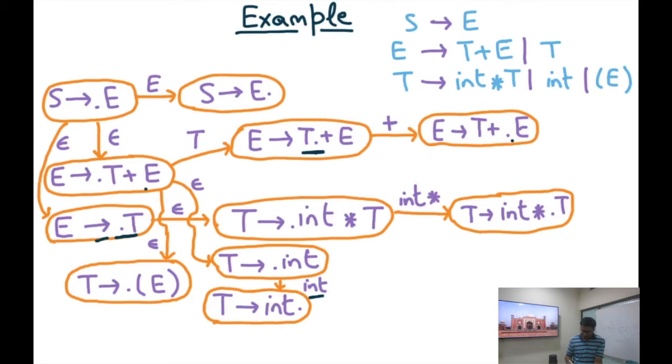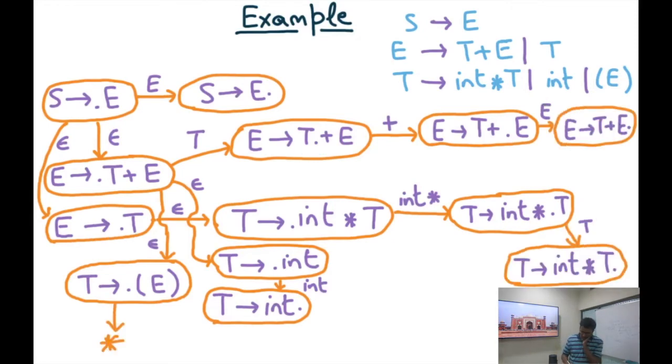Okay. Similarly, here I could consume. I'm using a shorthand. I'm consuming two tokens in one go because they both happen to be terminals. So it's going to consume int and then consume star, and eventually it's going to land in a state which is T produces int star dot T. And I can add more transitions. For example, I can transition from T plus dot E to T plus E dot after consuming an E, or I could transition from int star dot T to int star T dot after consuming a T, and so on.